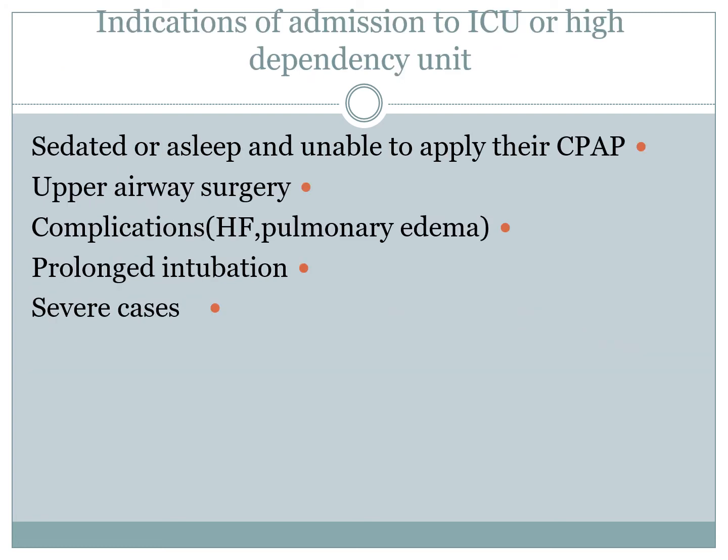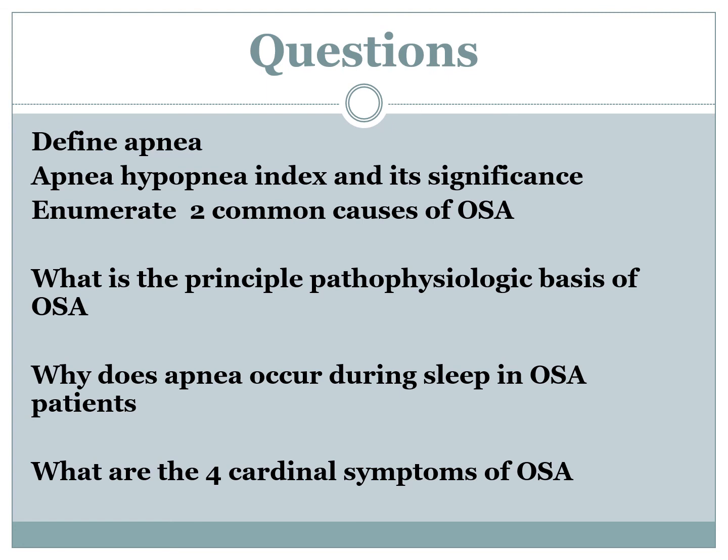And these are the indications of admission to the ICU or high dependency unit. Number 1, those sedated or asleep who are unable to apply their CPAP properly. Following upper airway surgery, for the possibility of edema and obstruction. Those with complications, heart failure and pulmonary edema. Those who require prolonged intubation and mechanical ventilation. And finally, severe cases, such as those with right heart side failure or those with apnea-hypopnea index more than 30.